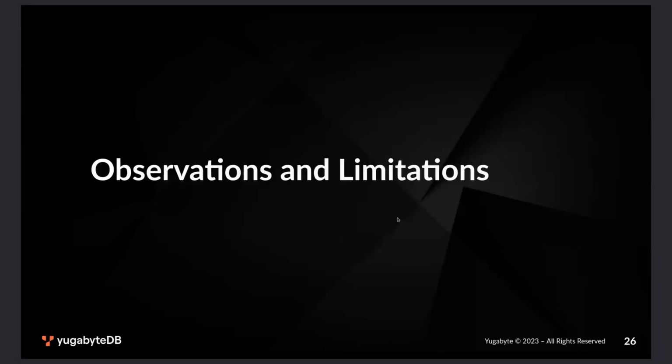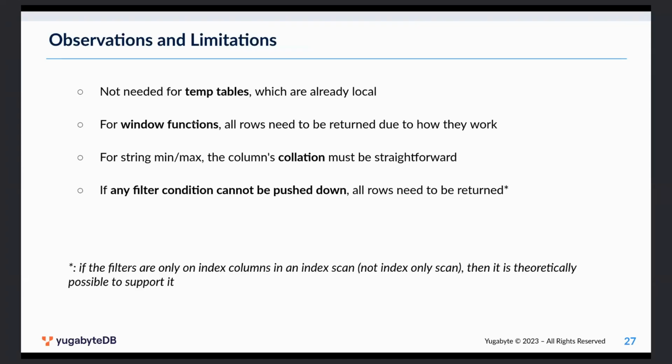Okay, that's pretty much it for the demos. Just some observations and limitations. First, aggregate pushdown is not needed for temporary tables, because with temporary tables the data is already local. We're also not supporting window functions, because with window functions it's computing aggregates, but all the values are returned anyway. So there's not much we can do there.